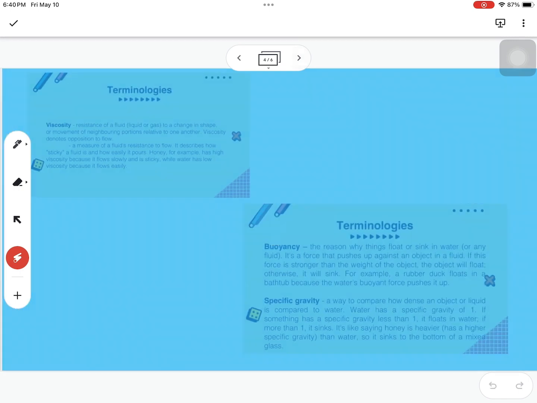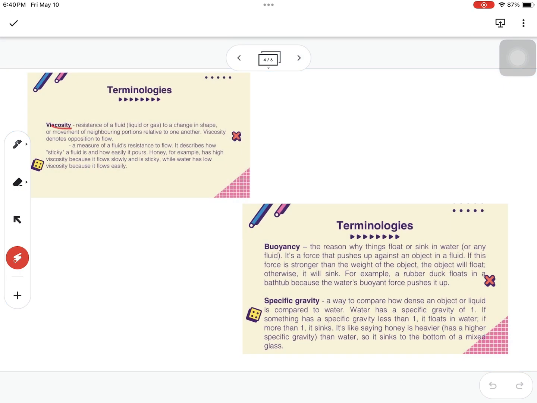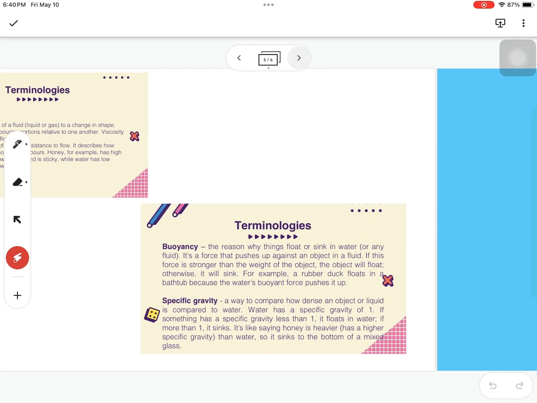Viscosity. It is a fundamental physical property of fluids that describes the resistance to flow or deformation. Buoyancy. It is the upward force exerted by a fluid that opposes the weight of an immersed object. Specific gravity. It compares the density of a substance to the density of a reference substance, which is usually water.